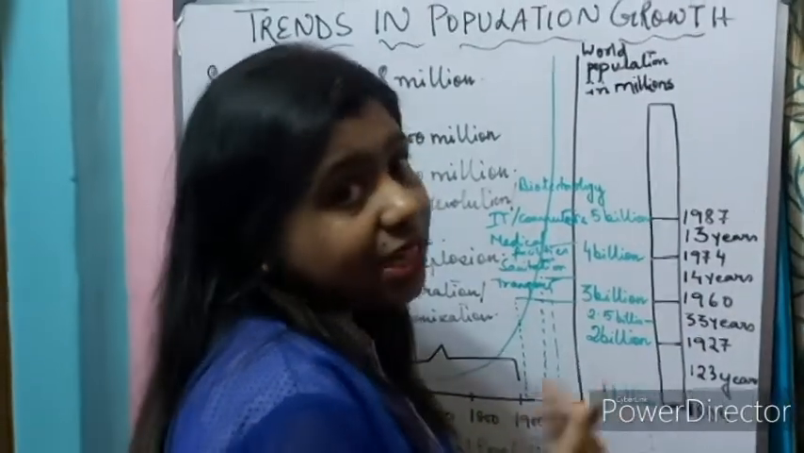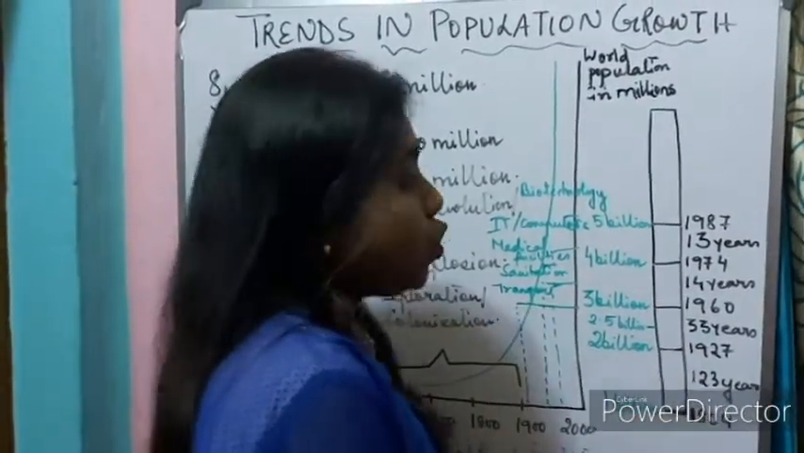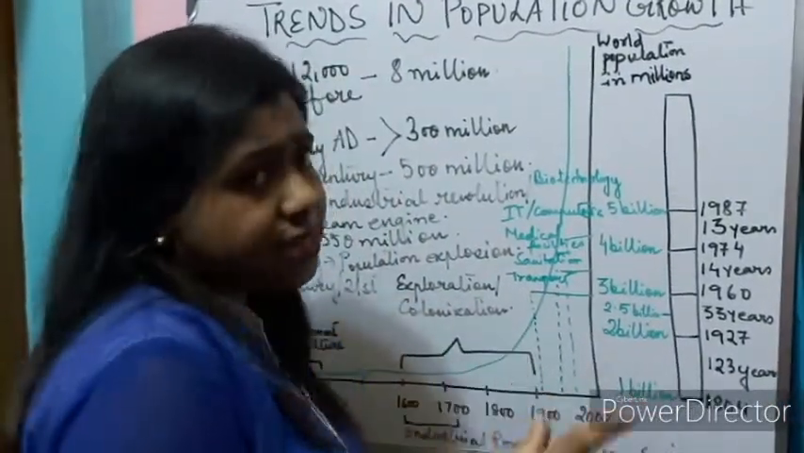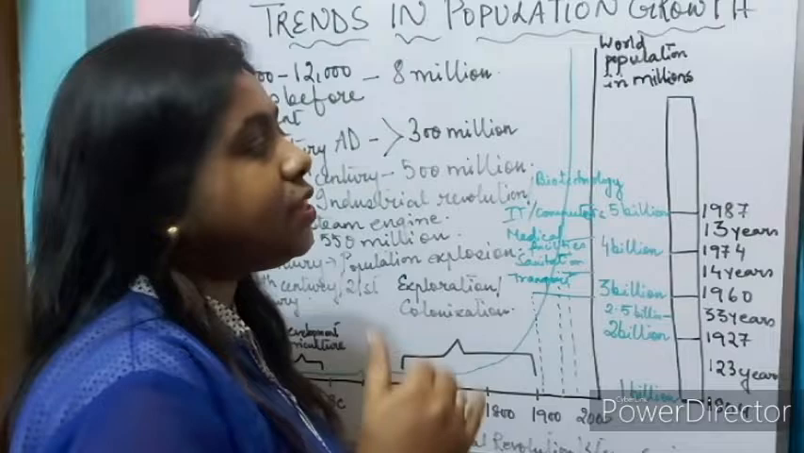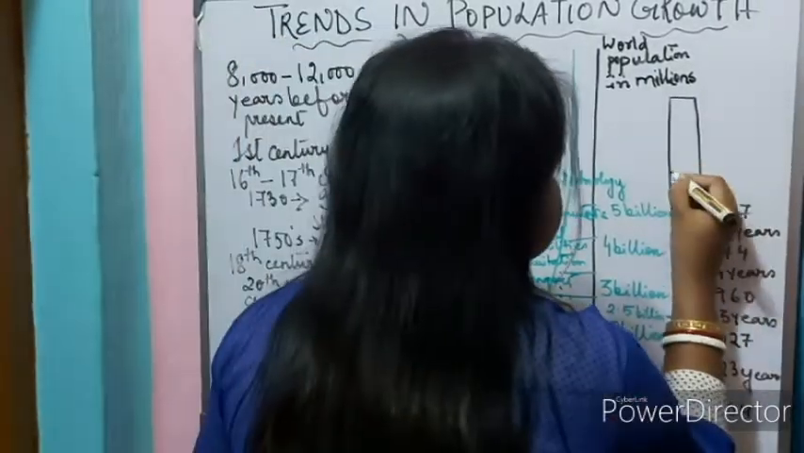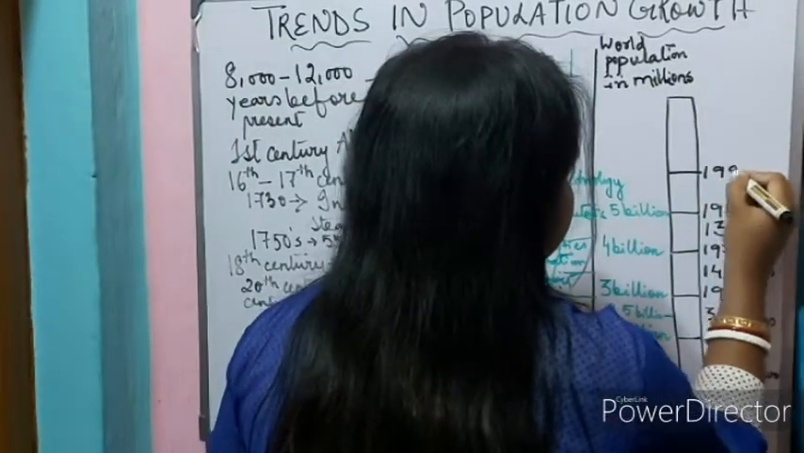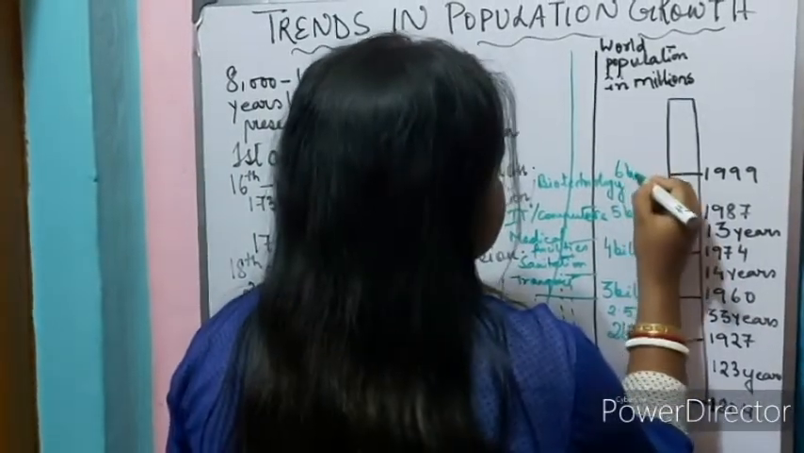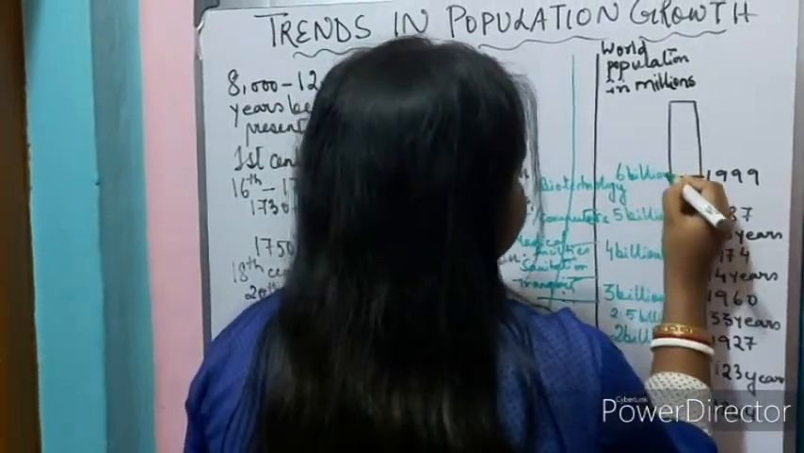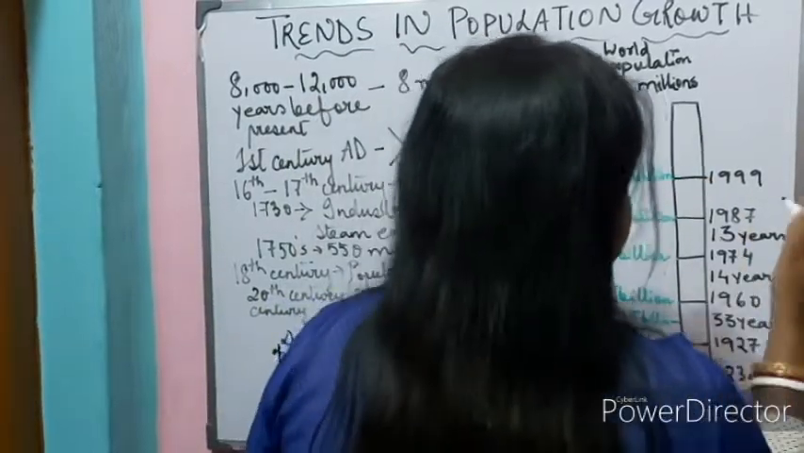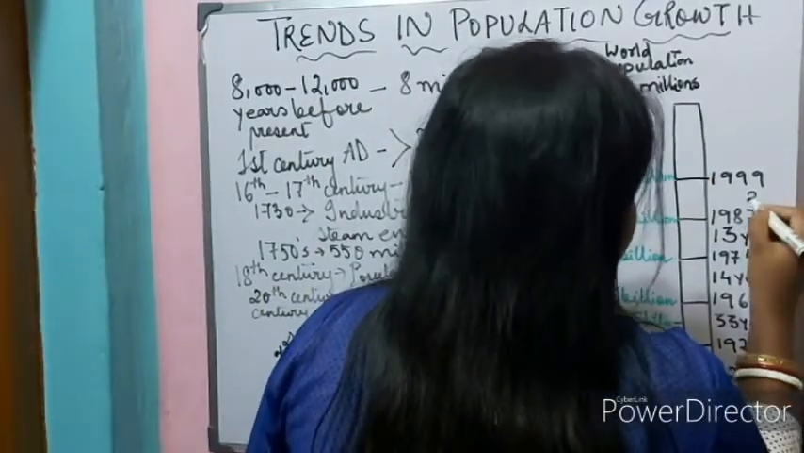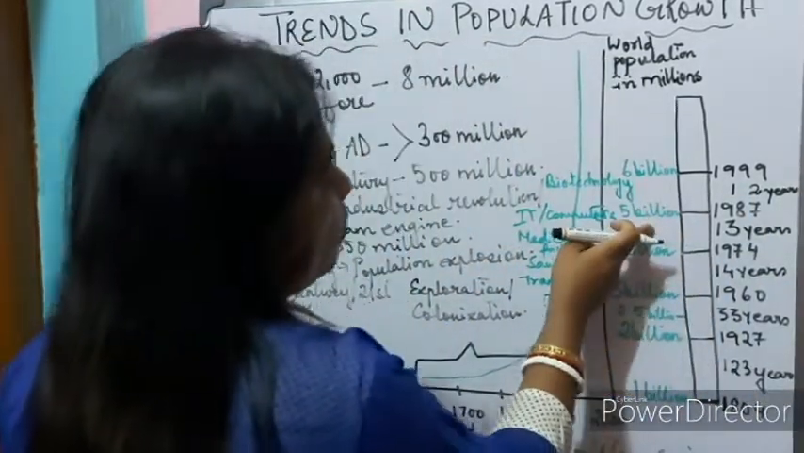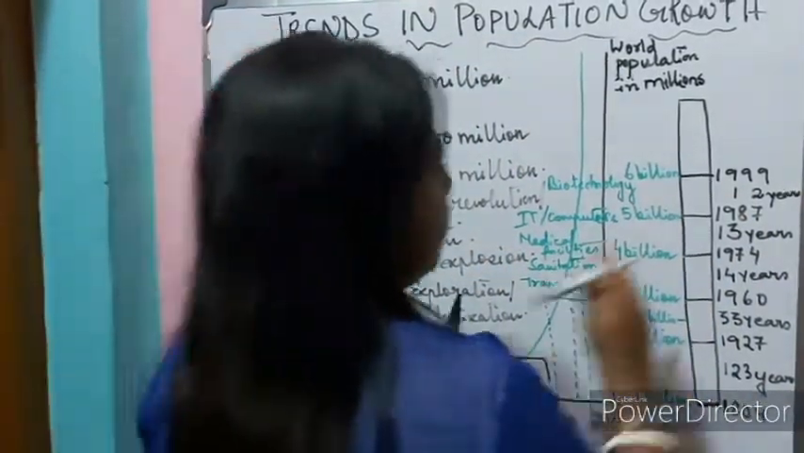So it is the fastest time that a country took, or the world took, to double its population. We will understand what is doubling of population in the next topic. Now in 1999, the population of the world is 6 billion. It took 12 years to increase from 5 billion to 6 billion.